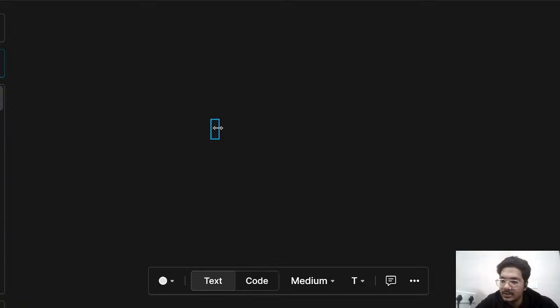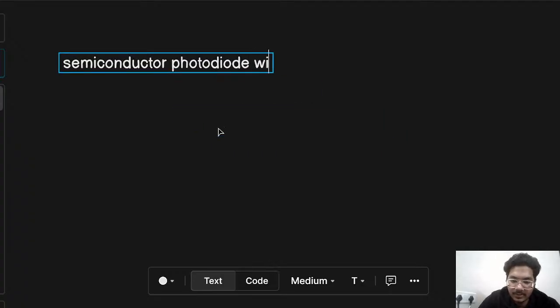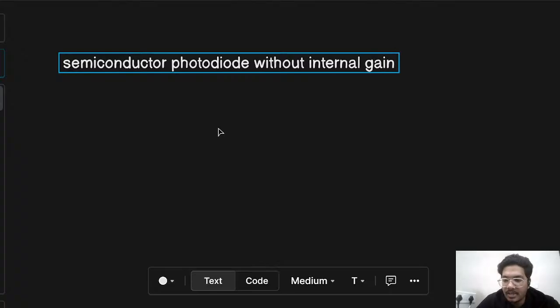Let me explain from scratch. We are discussing the semiconductor photodiode without internal gain. What do you mean by this? A photodiode without internal gain generates only one electron-hole pair per absorbed photon. There is no multiplication of carriers, unlike the avalanche photodiode.